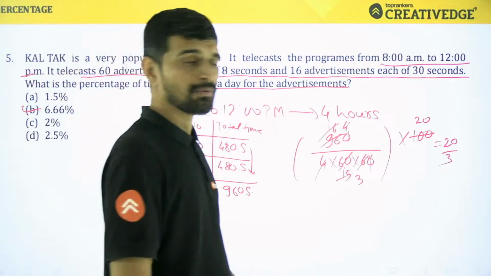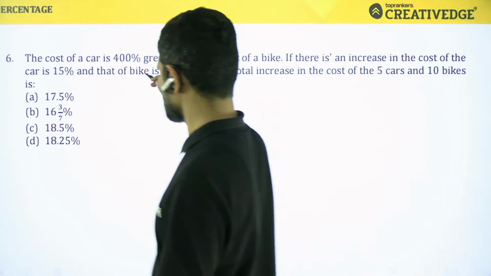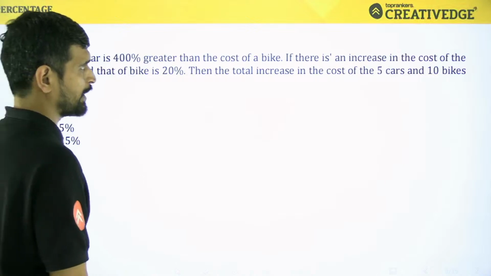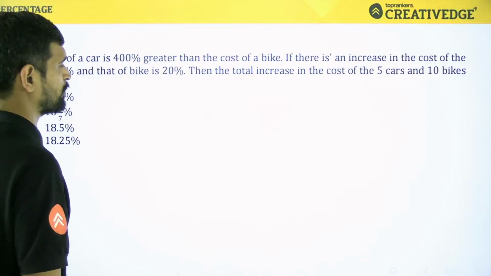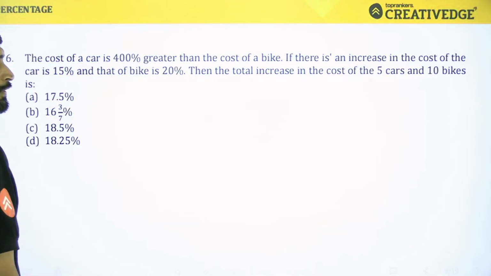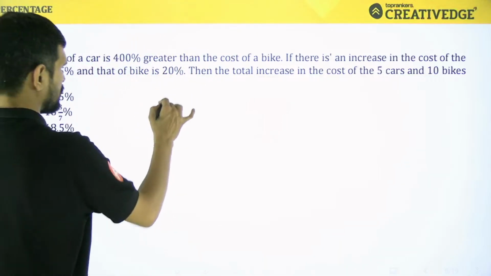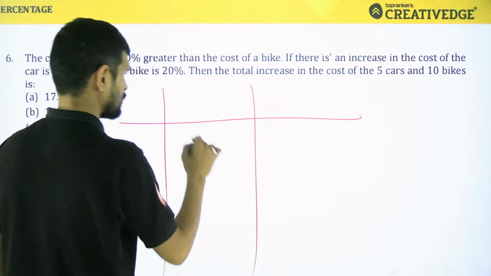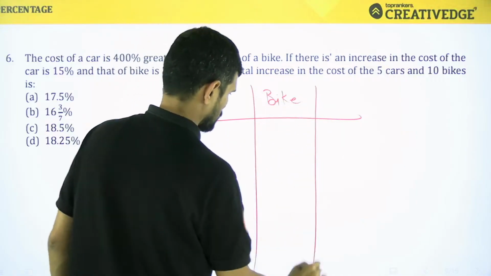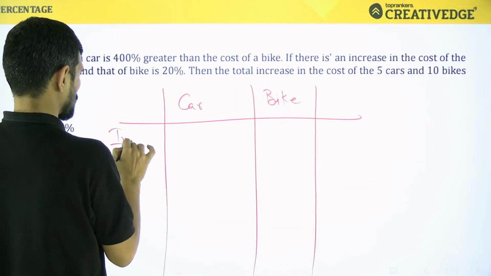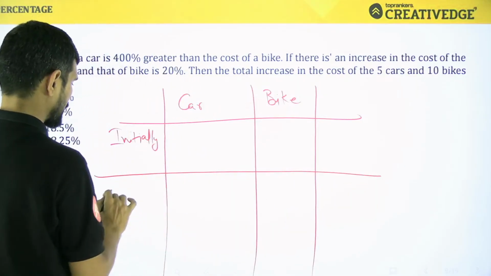All right, everyone. Let's talk about next one. Next question here is cost of car is 400% greater than cost of bike. If there is an increase in the cost of car of 15% and that of bike of 20%, then total increase in cost of 5 cars and 10 bikes is, right? So we have got car, we have got bike, initially and finally.